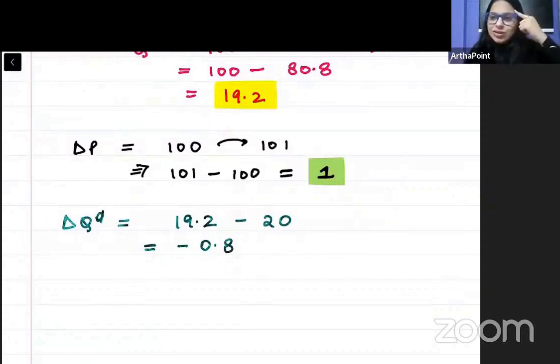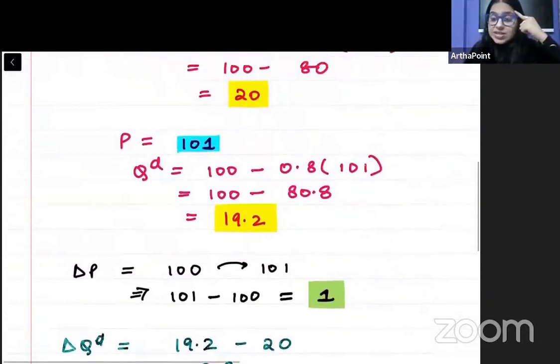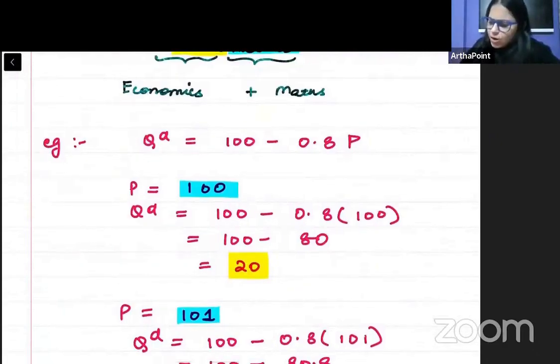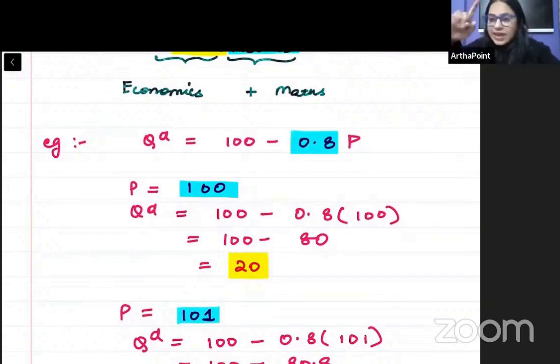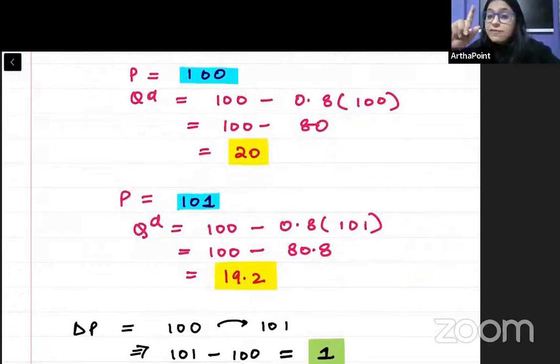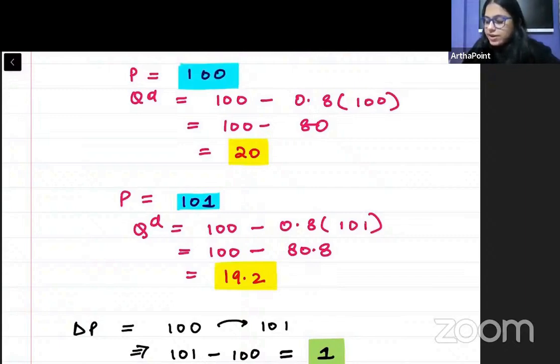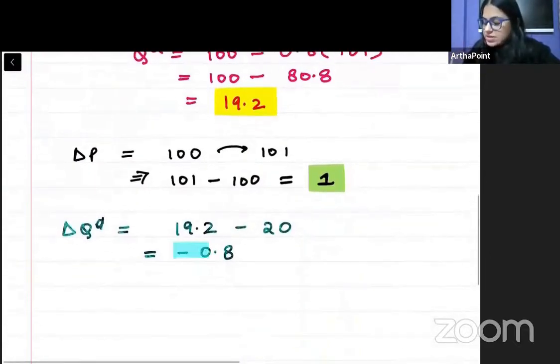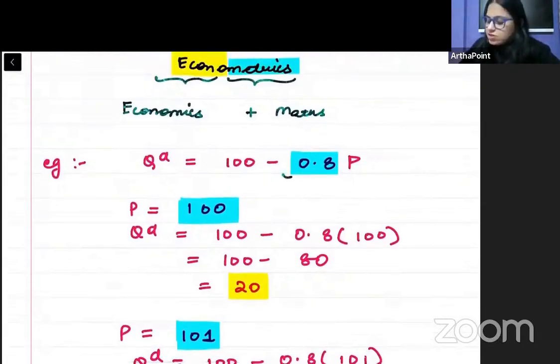This should ring a bell. What do we understand from here? Isn't this 0.8 coming here only? It is. When I increased my price by 1 unit, from 100 to 101, my quantity demanded decreased by 0.8 units, exactly the coefficient that has been represented here. This 0.8 reflects exactly that. So now let us try to elaborate this further.